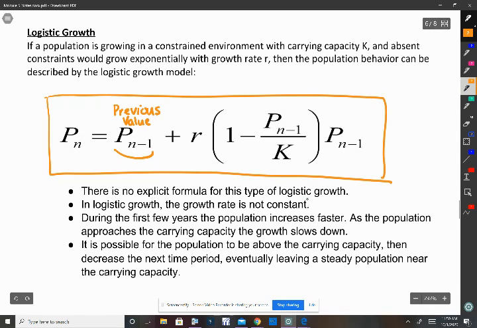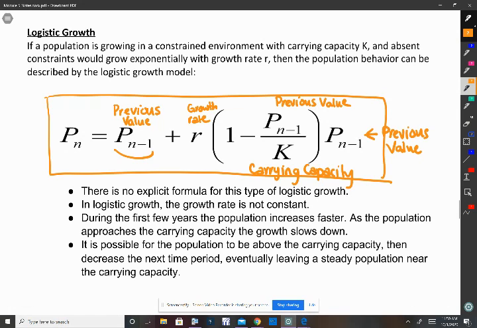The R is our rate, so our growth rate. The P sub n is your previous value again. K is your carrying capacity. And this is our previous value again. And we just plug it in to the formula to figure out what we're going to get.